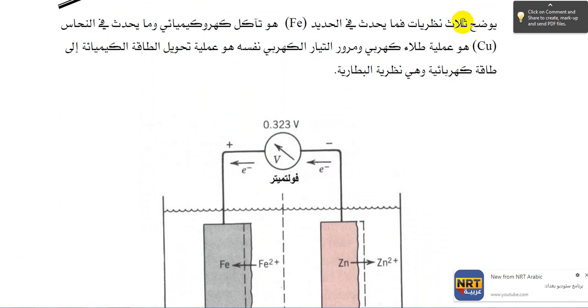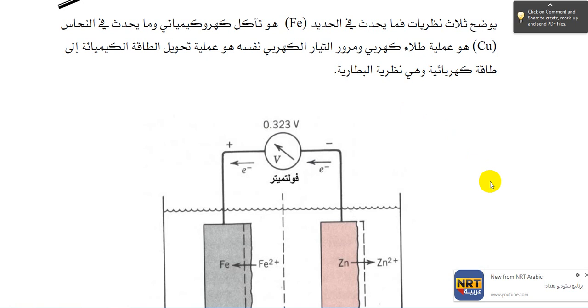Good. Figure 5.2 clarifies 3 theories: the way it happens in the iron is electrochemical corrosion, the way it happens within the Cu is an electroplating process, and the passage of electrical current is a chemical energy conversion to an electrical energy, which is basically the theory according to which the battery is actually mechanized.